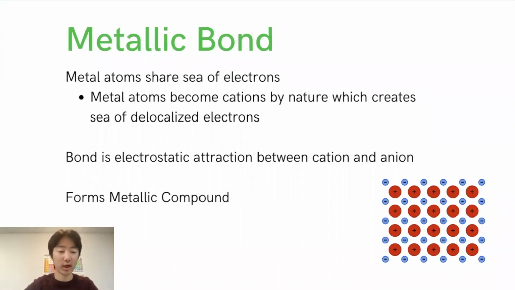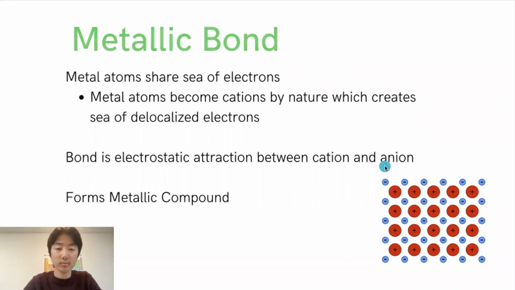And same thing as for an ionic compound, the bond creates an electrostatic attraction between the positively charged cation and the negatively charged anion, just like how in a magnet, there's a positive charge and a negative charge that connect. Same thing for cation and anion, they connect. And this forms a metallic compound. Again, going back to the definition, a compound is basically two or more distinct atoms bonding, and that's essentially what a metallic bond is with the cation and the anion.